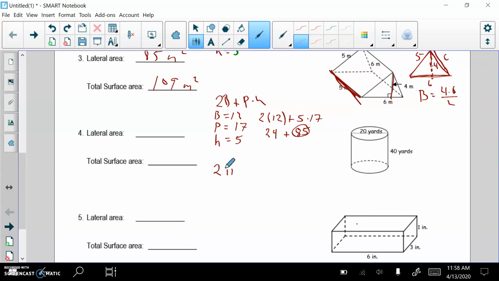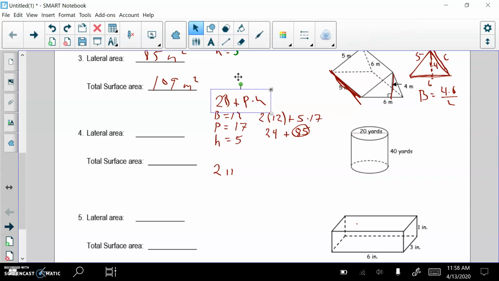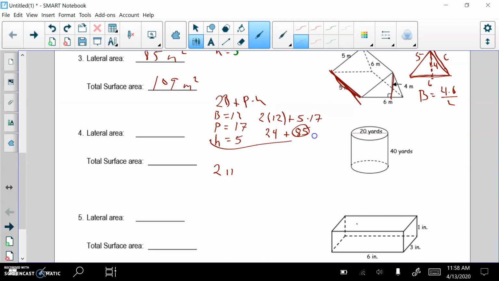Oh, I need to move all this. Oops. Well, I'm just going to erase all that. Now I'll just draw a line. Kind of went too far.